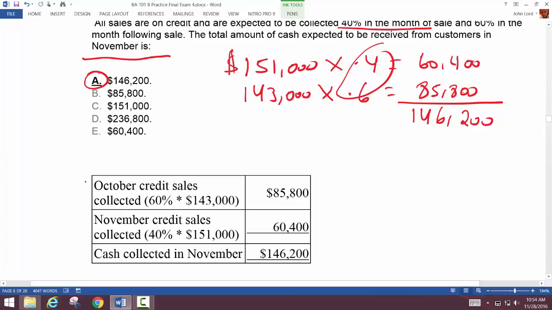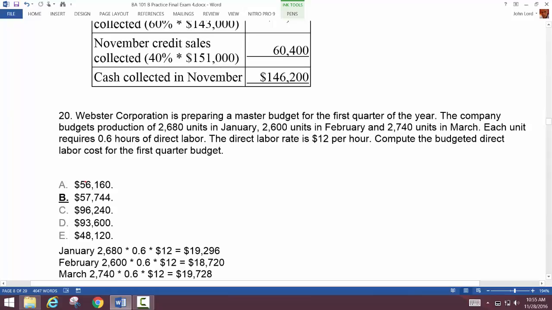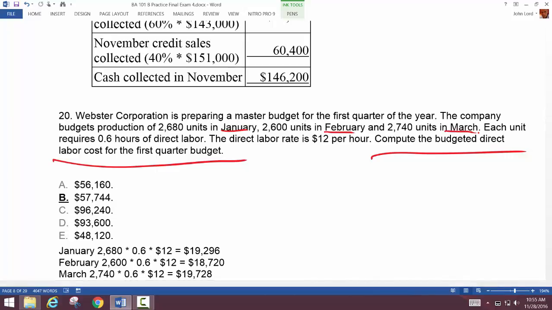Number 20. Okay, Webster Corporation preparing its master budget. Compute the budgeted direct labor costs for the first quarter, which is going to be January, February, and March. Okay, and we have our production budget for those months, and each item takes 0.6 hours to produce.